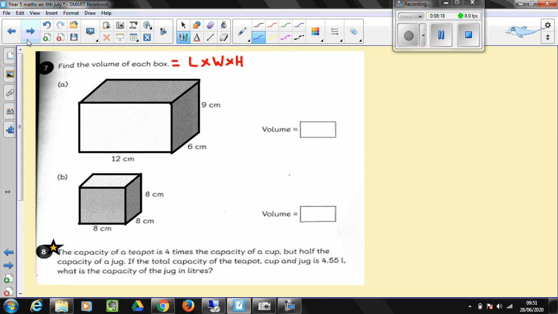Now you're having a go at volume. Here's a formula to help you remember. Volume is length times width times height, or you could call that depth. Length times width times height. Have a go at solving these 2 questions. Question 8 I've starred. It's a tricky question. You might want to draw out a picture to help you understand it, and you might want to use bar modelling to solve it. Pause the video and have a go.